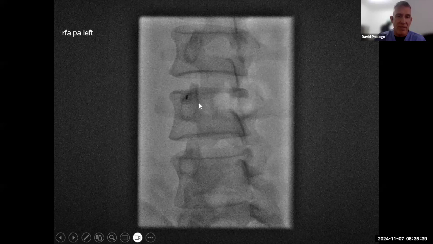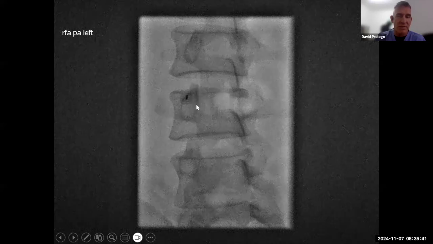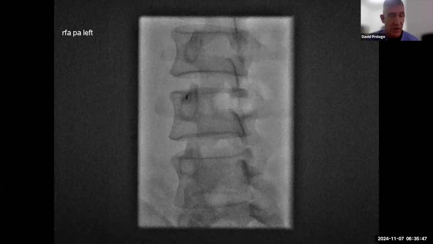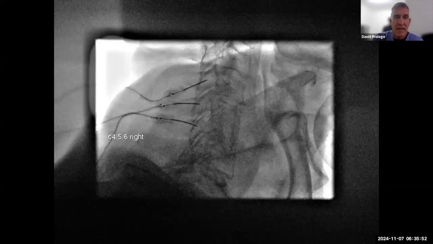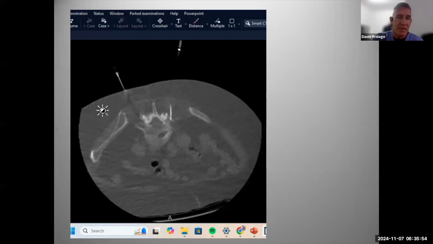We put it at the junction of the superior articular facet and transverse process. We hit the bone, and then we walked it over. We haven't done this yet, but we will. This is how we're going to do facets in fluoro. But if you keep this image in your mind and then come to the CT image, right?